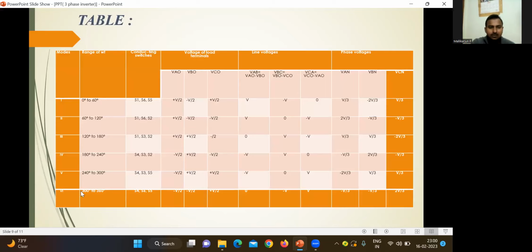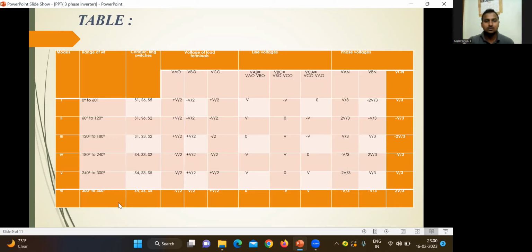Next, similarly, from 240 to 300 degrees, S4, S3 and S5 are the thyristors conducting. S4 is negative, S3 is positive, and S5 is also positive. B and C are the positive phase voltages, VBN and VCN, and VAN is negative, the lower part, which is conducting now, so it is minus 2V by 3.